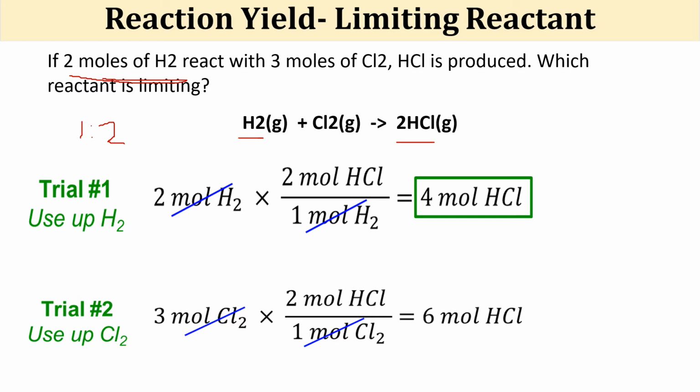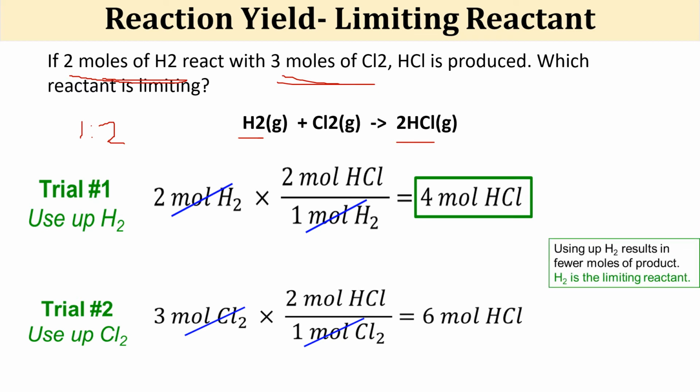Then you do the same calculation using chlorine. 3 moles of chlorine is reacting to produce HCl, and the chlorine to HCl stoichiometric ratio according to the equation is 1:2 again. So 3 moles of chlorine times 2 moles of HCl over 1 mole of Cl2 will give you 6 moles of HCl. We know that using up H2 results in fewer moles of product, so therefore H2 is the limiting reactant and chlorine is in excess, so it is the excess reactant.